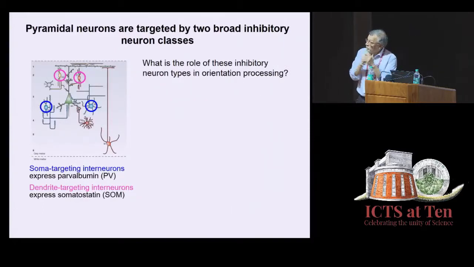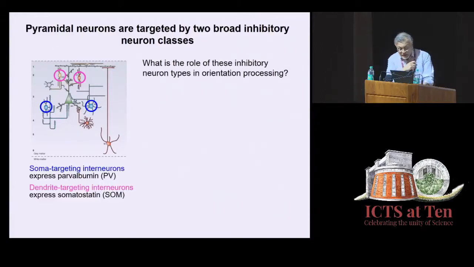How might this happen? We think that inhibitory circuits are crucial. Pyramidal neurons are contacted by two inhibitory cell classes. One is called parvalbumin-containing cells. The other is called somatostatin-containing cells. What is their role in orientation processing?